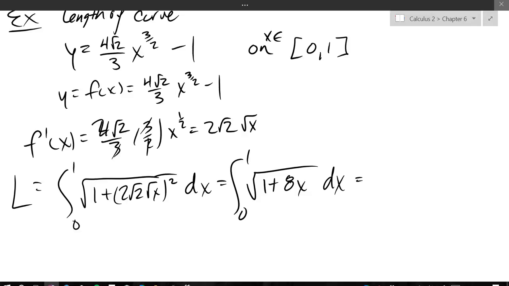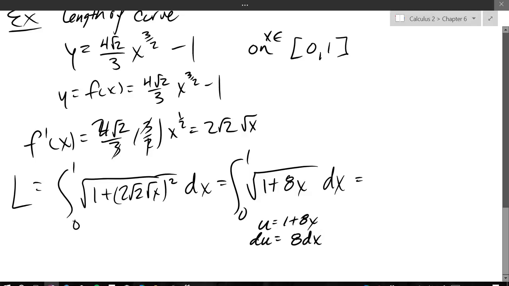U sub. It's basically u is 1 plus 8x, so du is 8 dx. So it's a pretty straightforward u sub. So dx is 1 eighth du.